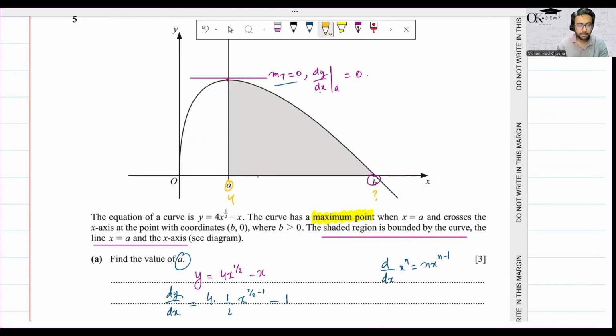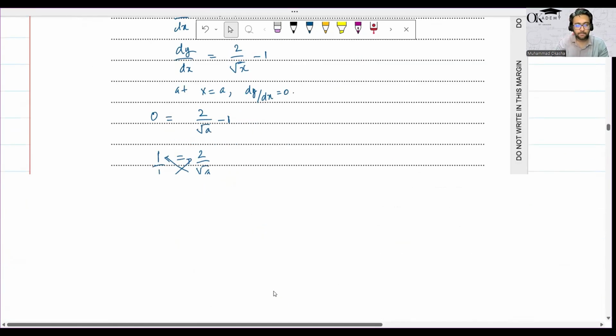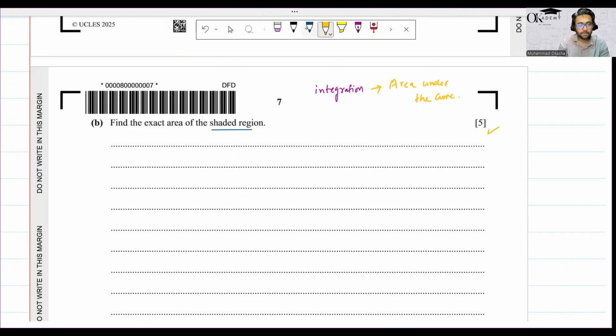So to work out the value of b, b is really the x-intercept, right? The root of the function. I'll have to solve this first for when y equals 0, because b is the point where y equals 0, right? This is y equals 0, y equals 1, and so on. So first things first, I'll solve the function. We know that y equals 4 x to the power of half minus x. That was the original function that I was given.